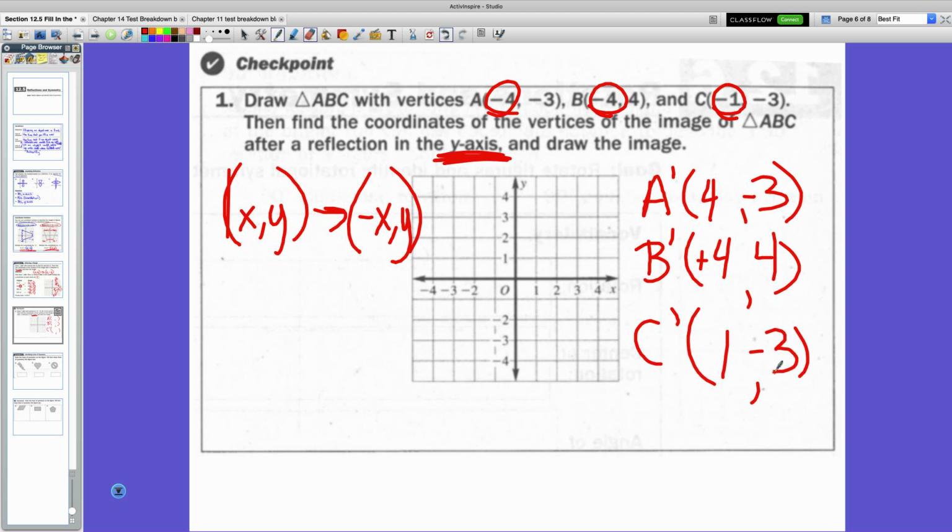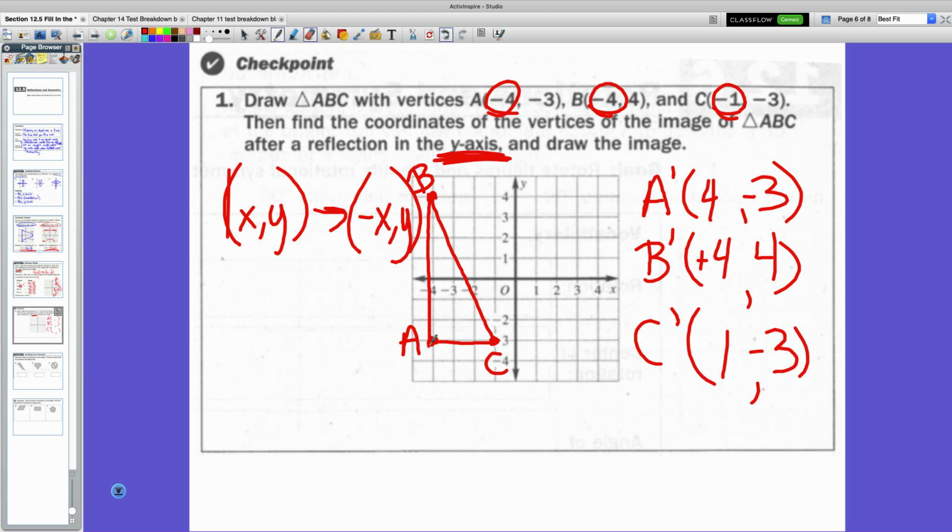So then I plot my original. A is at (negative 4, negative 3). That's my original A. B is at (negative 4, positive 4). That's my original B. C is at (negative 1, negative 3). That's my original C. So I graph that triangle there.